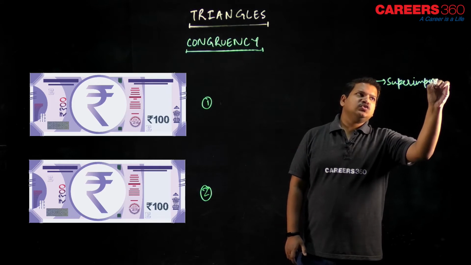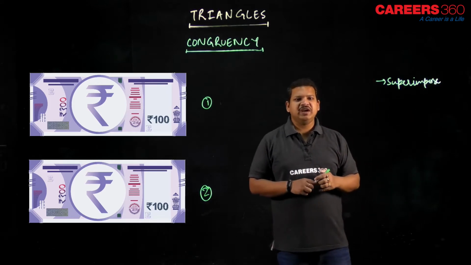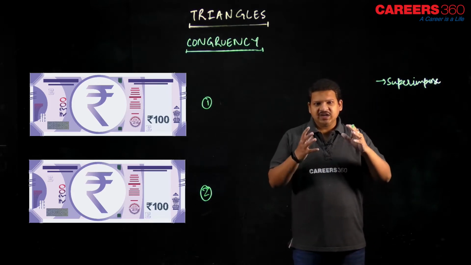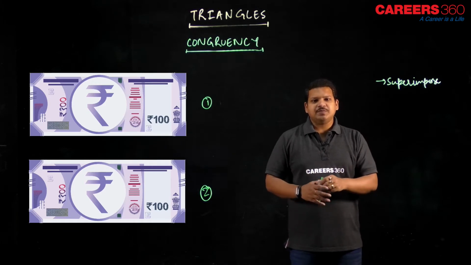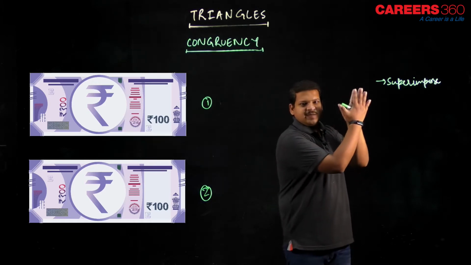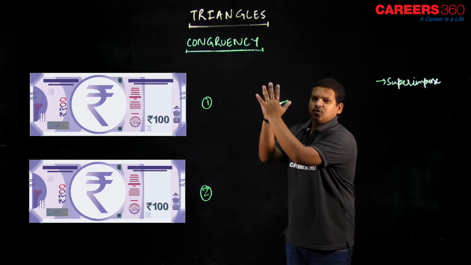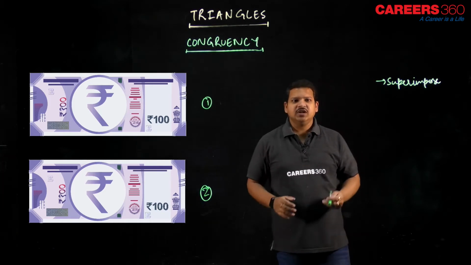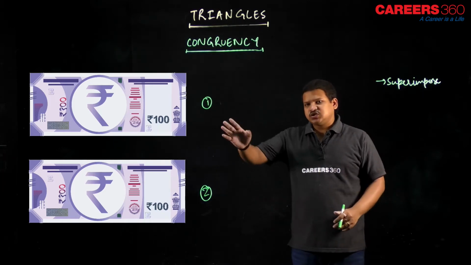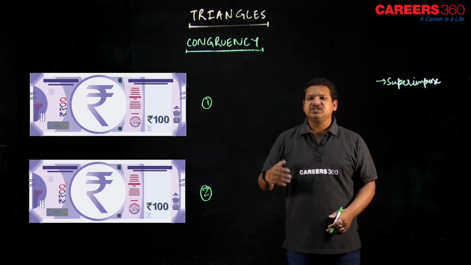superimpose. What is meant by superimpose? It means that it perfectly overlaps. For example, my two hands perfectly overlap each other, right? So, superimpose: these two notes can superimpose each other.